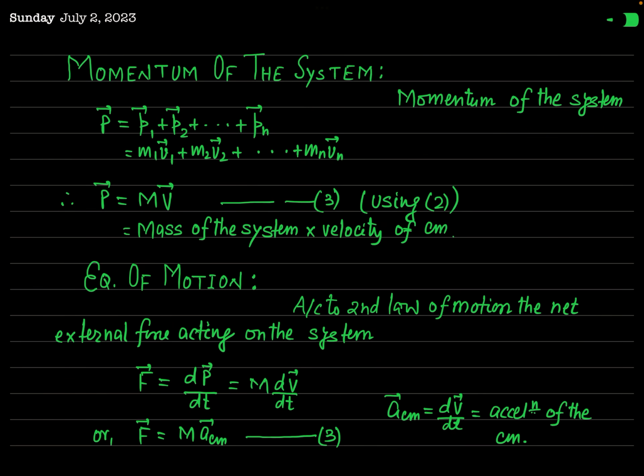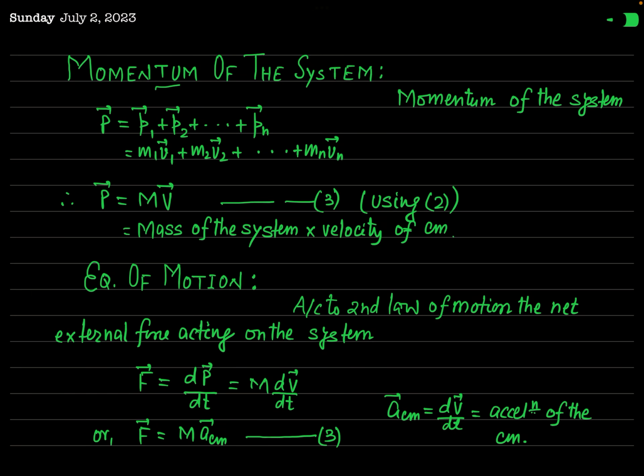Now after getting velocity, we will find the momentum of the system. As our system consists of n particles, and each particle is assumed to be in motion. Since momentum is an additive property, if your aim is to find the momentum of the system, what you will do? When we sum up the momenta of all individual particles vectorially, we will get the total momentum of the system.